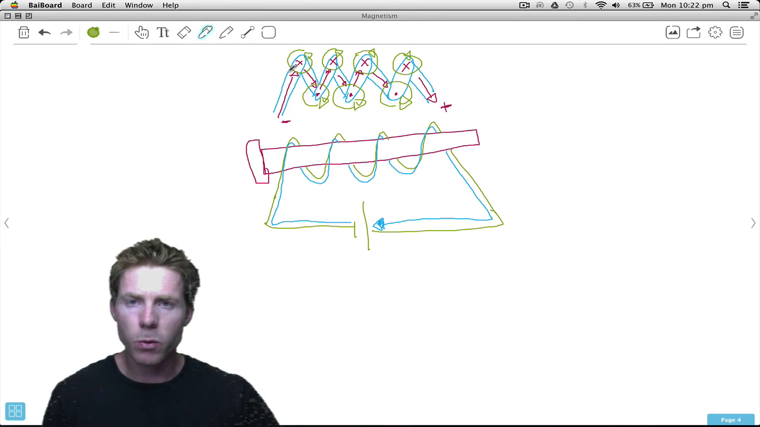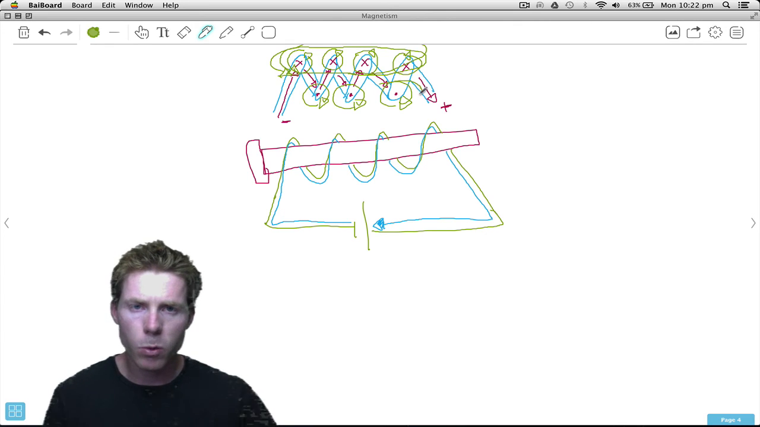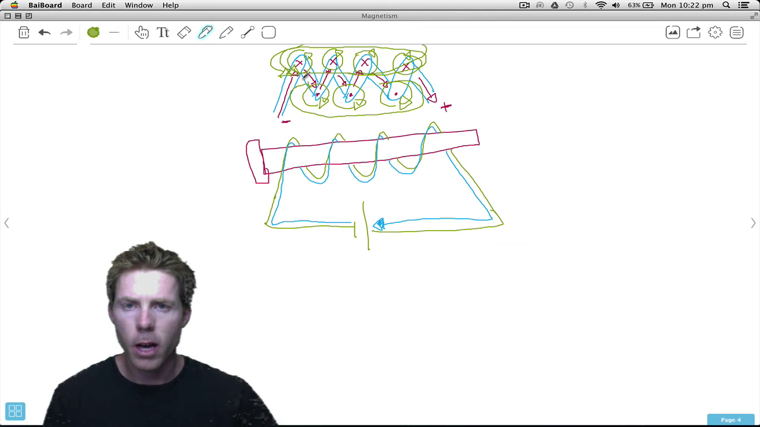So if you follow these ones, these are all rotating in this direction. So we actually start to get a field that's going like this. So right through there. Unfortunately, I've drawn that too high. And then down the bottom here, they're coming this way, they're going out this way and in this way.